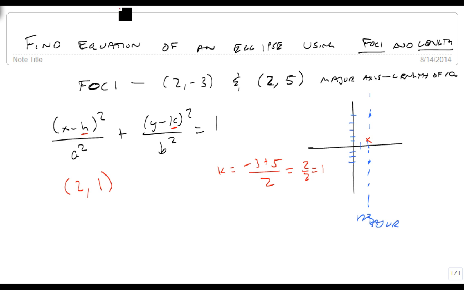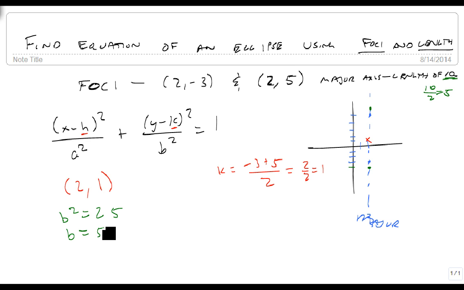Well, we also know that the major axis length is 10, so if we go up 1, 2, 3, 4, 5, we get a point here, and if we go down, we get a point here, because it's half of 10. So we took the 10 and we halved it, that gives us 5. That's the bigger of two, and since it's going up and down, that's b squared. So b squared is 25 because b is 5.